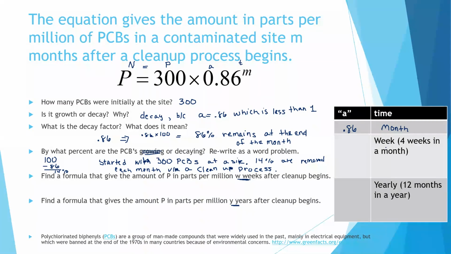So the first thing I'm asked to do is to figure out the A value if the time frame is a week. So I have to think about a week is what fraction of a month, because this is shorter. So a week, given 4 weeks in a month, is 1/4 of a month. And I'm always comparing back to the original. So 1/4 of a month means I would take 0.86, and then because time is the exponent, I use this as an exponent, so 1/4. And I do that on my calculator, and I got 0.963.